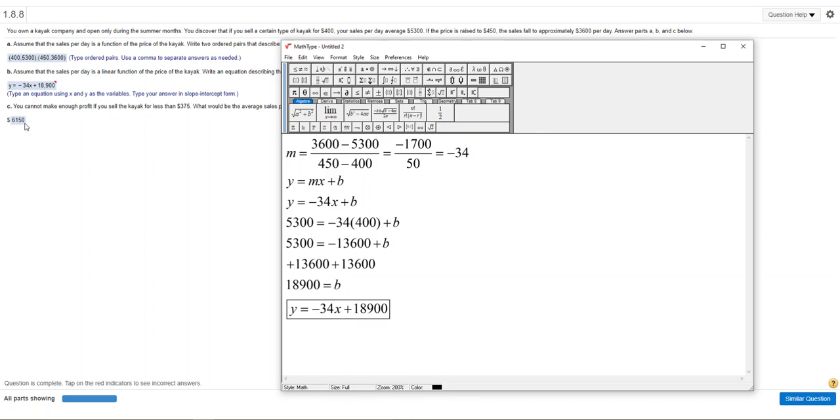Okay. Continuing with this question right here. It says you cannot make enough profit if you sell the kayak for less than $375. What will the average sale price be? So from this equation, I know that you got that one correct, but from this equation, we should still be able to plug in the input of 375, and it should give me negative 34 times 375 plus 18,900 gives me 6,150. So that is where the 6,150 value comes from.